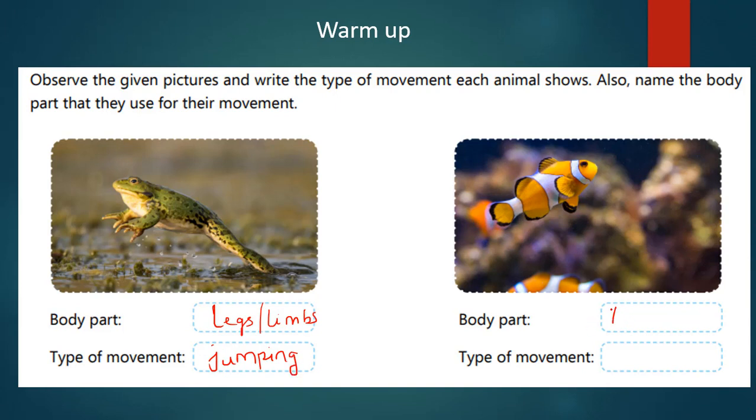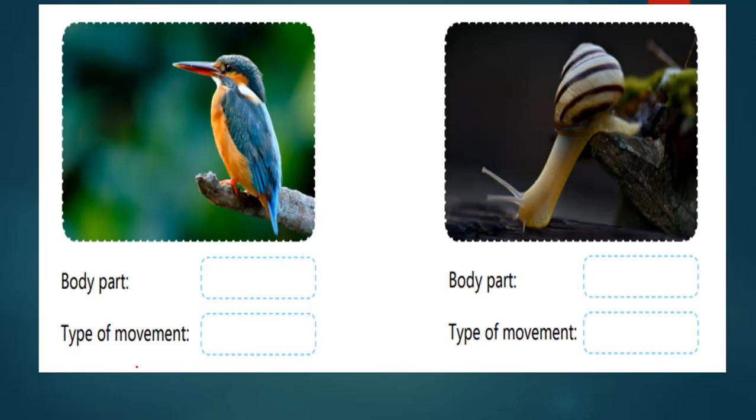Okay, here the body part which is used, since it is a fish, is fins, and the type of movement is swimming. You have two more pictures. Here's a bird. The body part used is, again, feathers, or you can say wings, and the movement is flying. And here you have a snail. For the snail there is a muscular foot present below the exoskeleton, and the type of movement seen here is slithering.